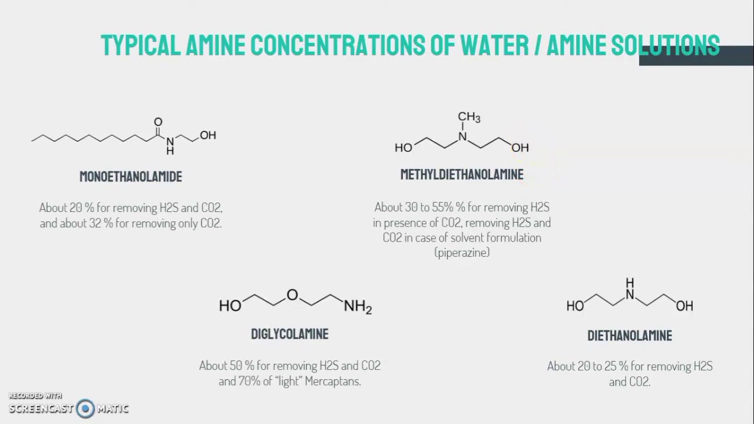The next example is diglycolamine. It's about 50% for removing H2S and CO2 and 70% for light mercaptans. And the last example is diethanolamine. It's about 20 to 25% for removing H2S and CO2.